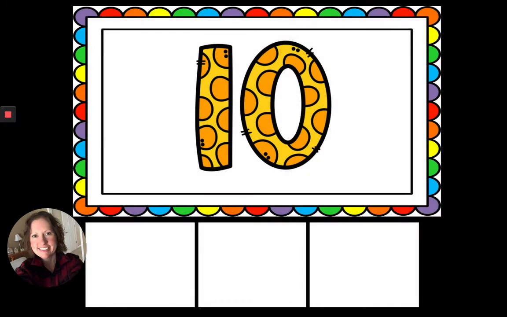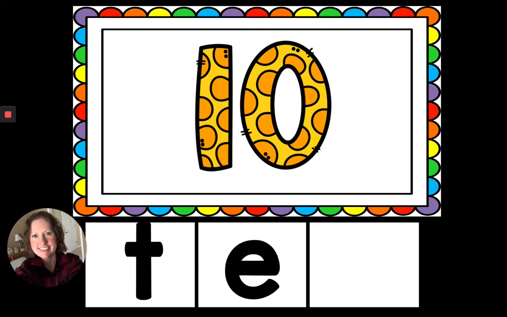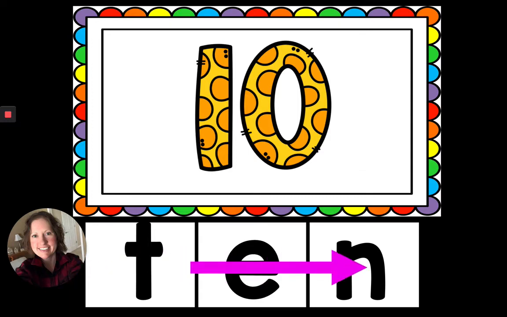Here's a picture of the number 10. Let's break down the sounds we hear in 10. Do it with me, boys and girls. T, eh, n. Now let's put the letters that would make those sounds. T, eh, n. Let's blend it together. 10. 10. We did it. Thanks for your help.